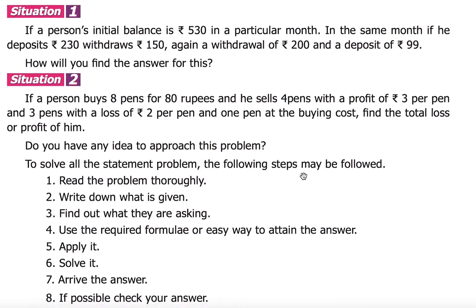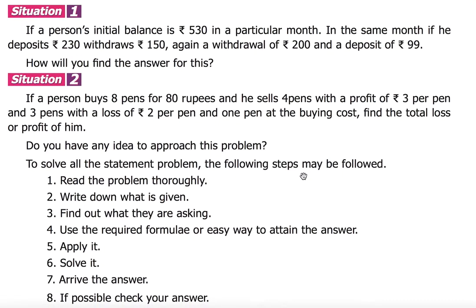If a person's initial balance is 530 rupees in a particular month, and in the same month he deposits 230, withdraws 150, again a withdrawal of 200 and deposit of 99. How will you find the answer for this?